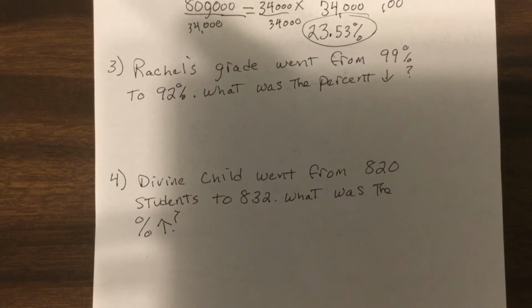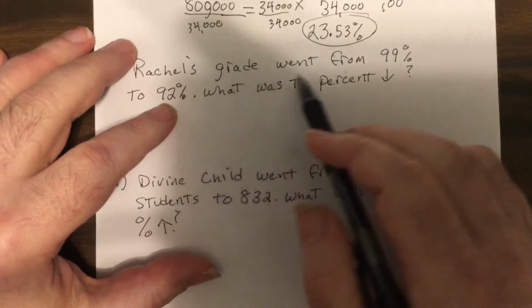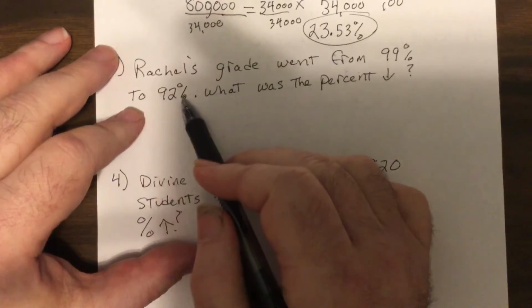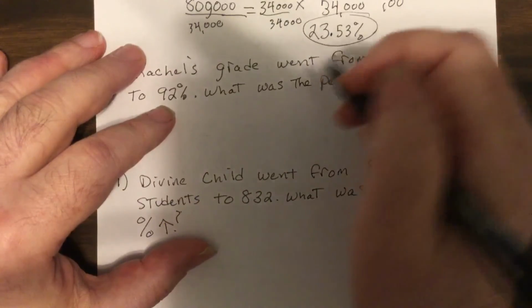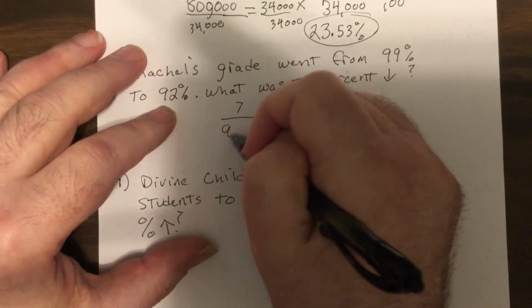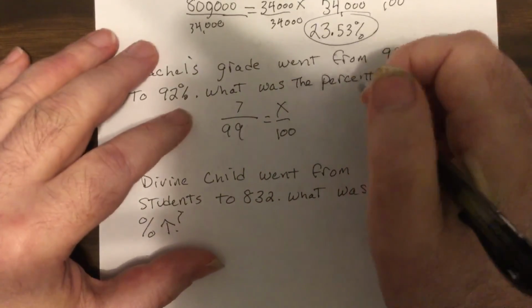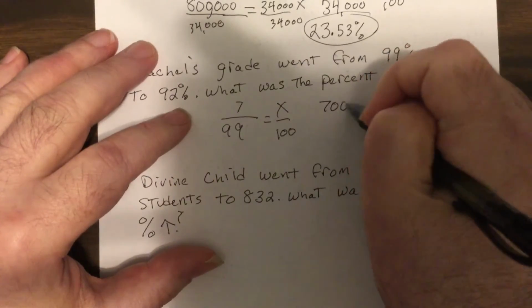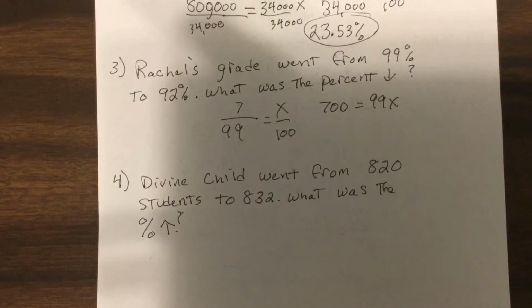Well, welcome back. Maybe you had a little snack, but I hope you got these two right. So Rachel's grade went from 99% to 92. Since they're both percents, you really don't need to worry about those. 99 minus 92 is 7. Over the original, 99, is x over 100. So it would be 700 equals 99x. So 700 divided by 99.